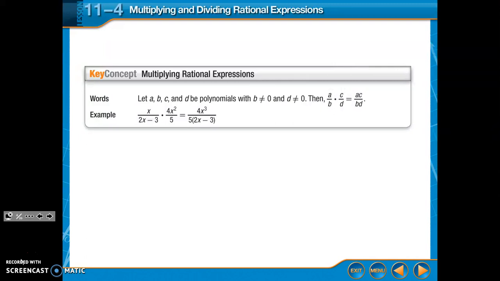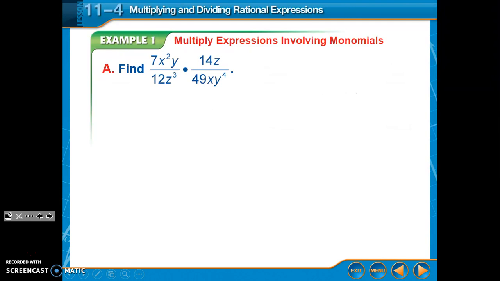So, multiplying rational expressions. Just like fractions, if I have a fraction a over b times c over d, I multiply my numerators and get ac, and I multiply my denominators, b and d, and I get bd. It's the same if you have expressions. So I multiply my numerators, x times 4x squared would give me 4x cubed, and 2x minus 3 times 5 would be 5 times 2x minus 3. So if I want to multiply this, I'm going to multiply my numerators and denominators.